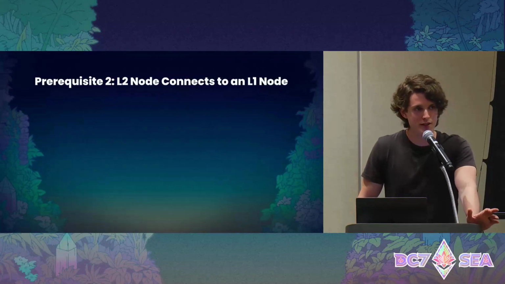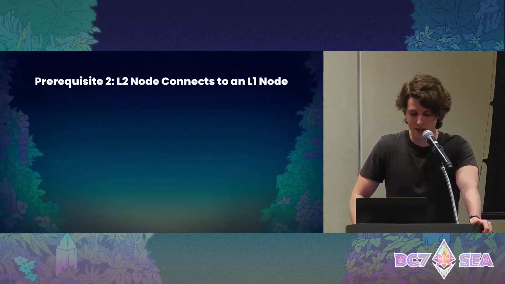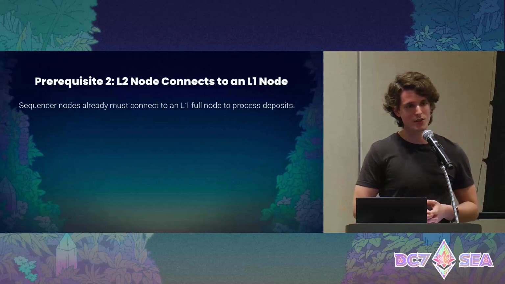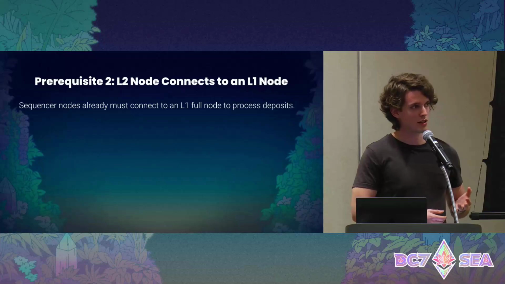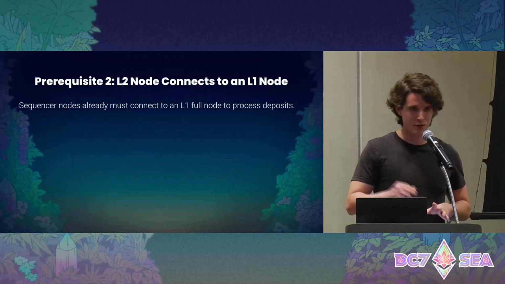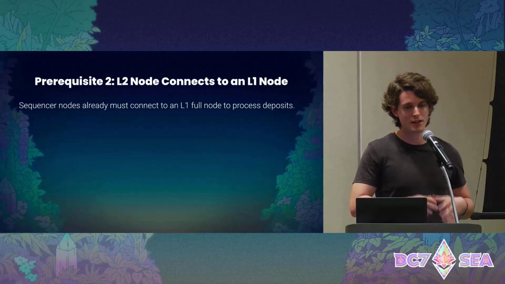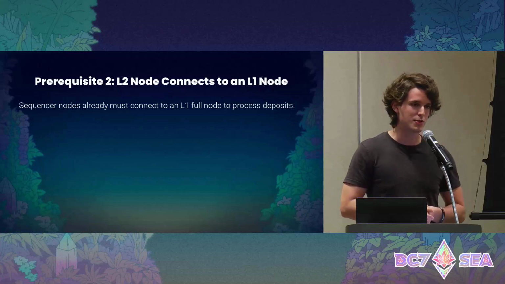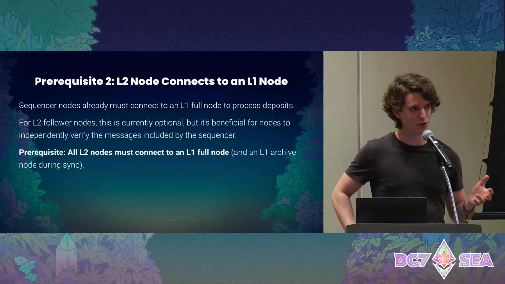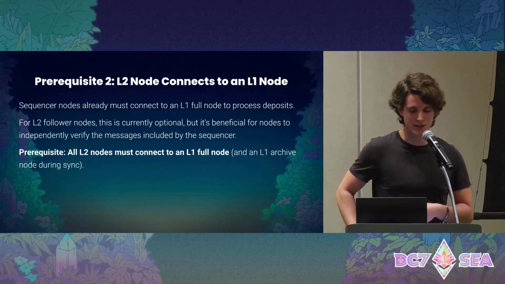And the second prerequisite is that for reading L1 state, you need to have access to an L1 node, right? Which is already true for the sequencer. The sequencer has to process these bridge messages, so they already connect to an L1 node. But currently, for some L2s, if you run a follower node, you don't need to connect to an L1 node. Now, if you adopt the L1SLOAD proposal, then you must always connect to an L1 node. That might be an additional overhead for some node operators, but I would argue that this is acceptable. So all L2 nodes must connect to an L1 node so that they can serve these requests about L1 state.